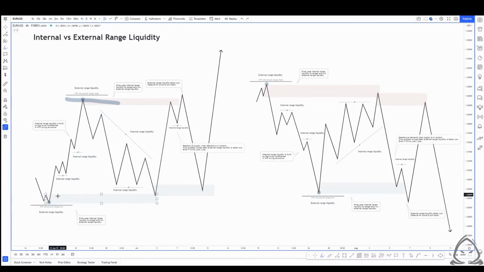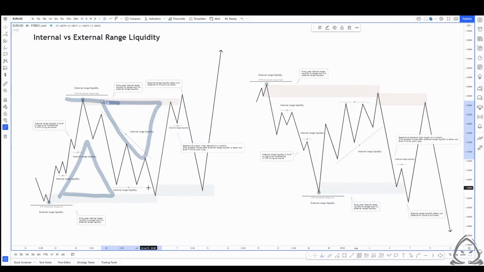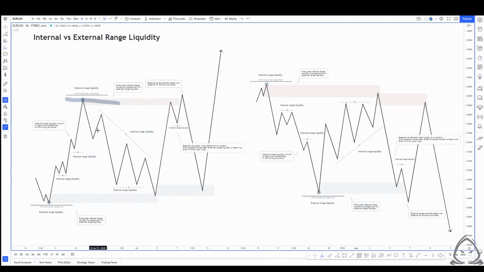And if we take it a step further, what we can also just look at very simply is that we have a liquidity void here, we have a liquidity void here, and essentially what's happening is it's filling the liquidity void. All the liquidity void concept is we are filling internal range liquidity to then continue on moving in the direction that price action is intended to move on.